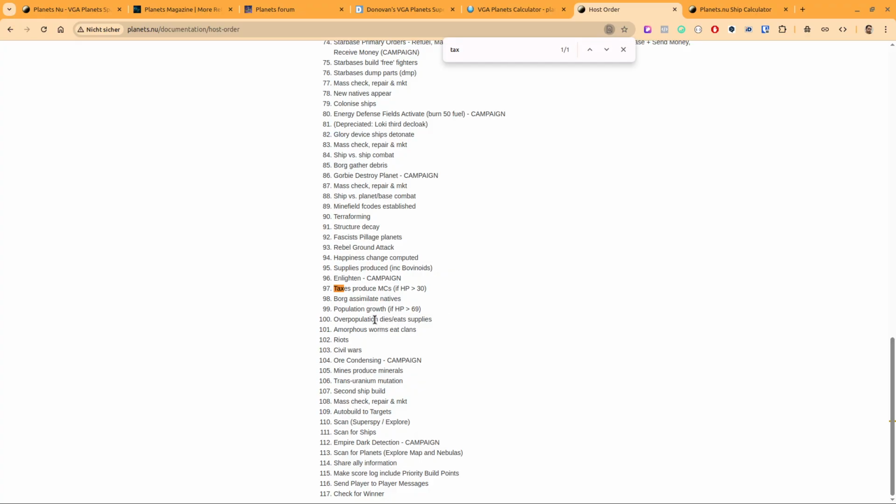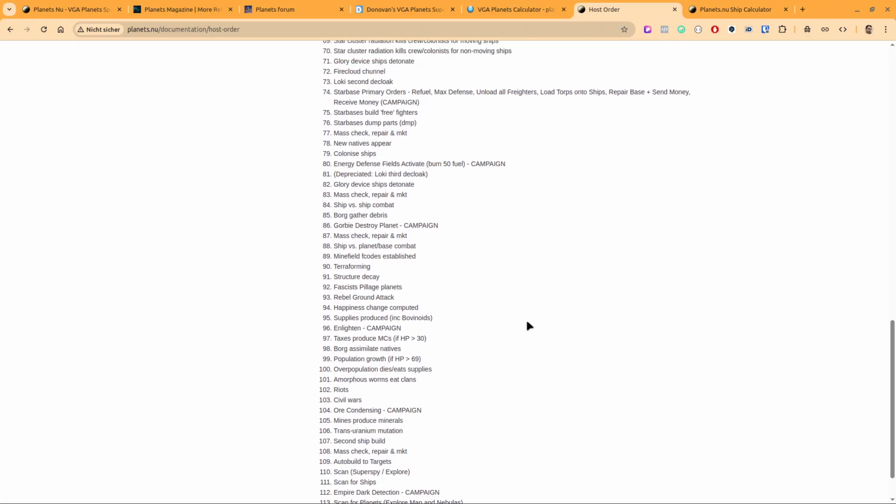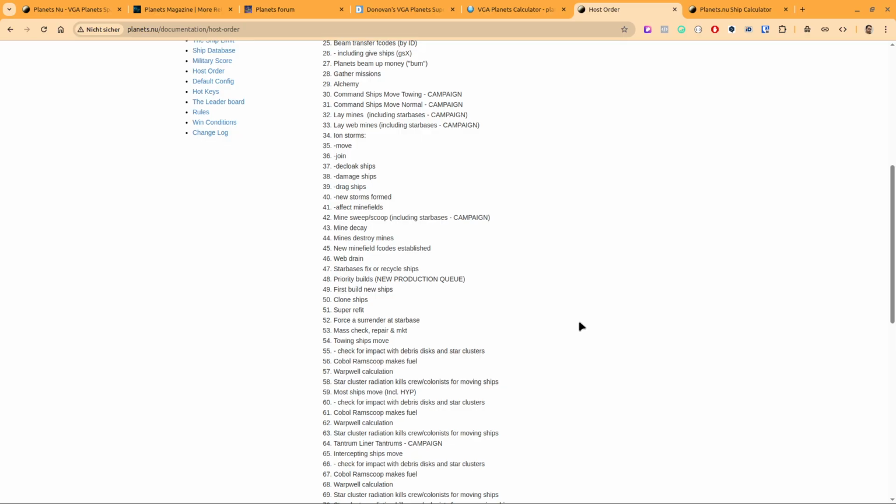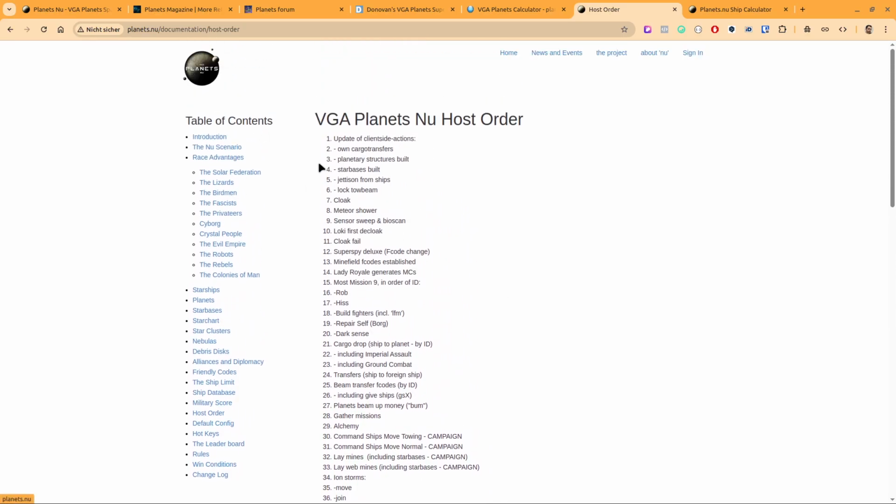Okay? And here you can see you first produce the taxes, right? If the happiness is over 30, then the Borg assimilate the natives. And then if there are no natives left, the natives, let's say, would have had happiness below 40%, riots would normally happen. But since the Borg assimilation and taxes happen up front, you can safely overtax the natives. And stuff like that is important to understand what happens at what point in time during the host run. Okay, so this is great, and this is also from planets.nu.